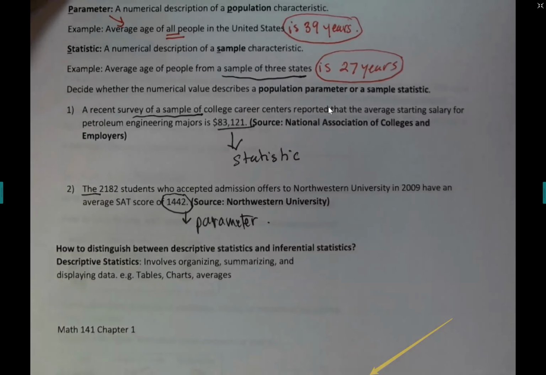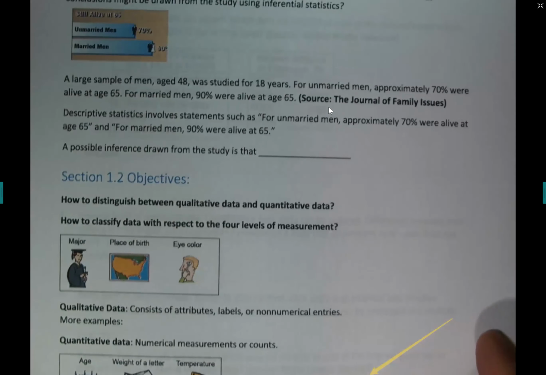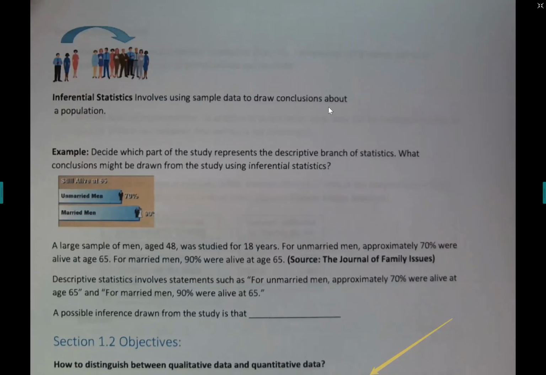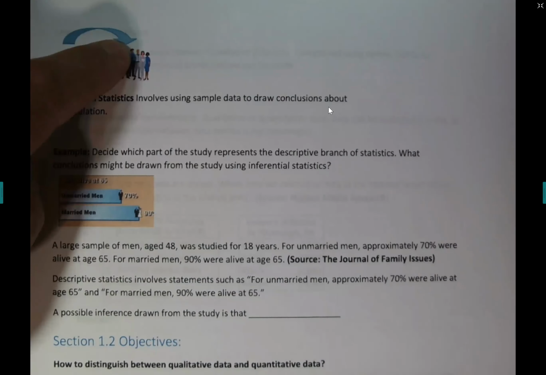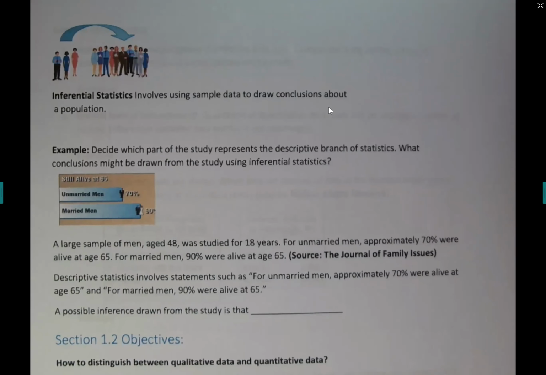And let me tell you what inferential statistics is. It's making an inference. You use a sample to make an inference about the population. That's what inferential statistics is. And let's give this example and show you how you can tell which is which. Decide which part of the study represents a descriptive branch of statistics. What conclusion might be drawn from the study using inferential statistics?